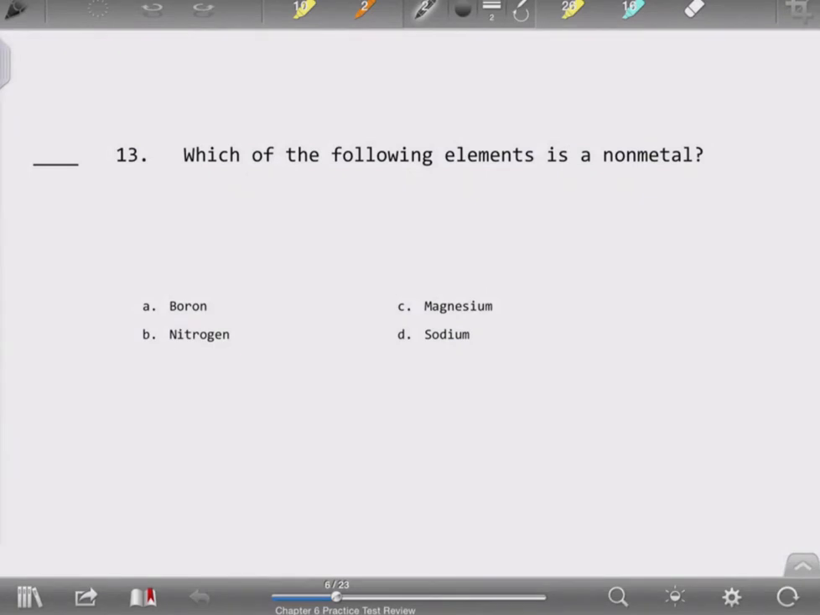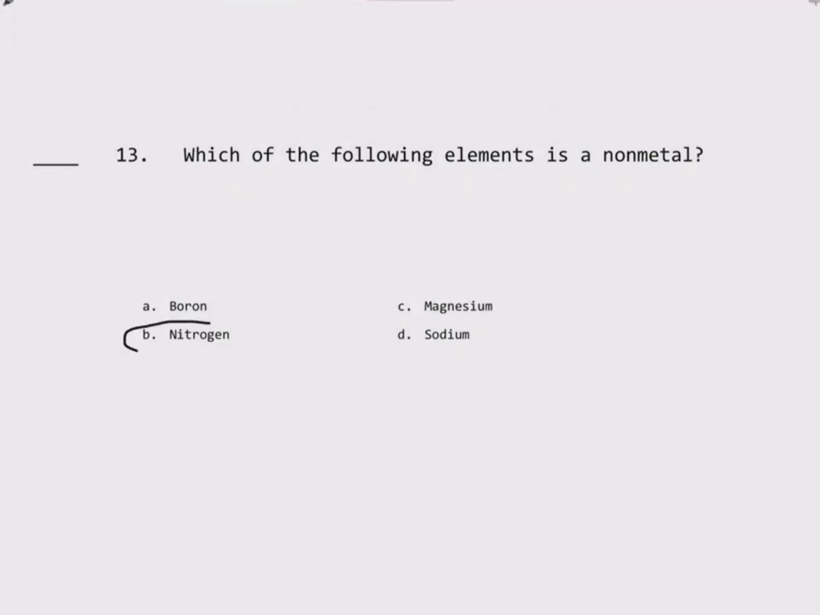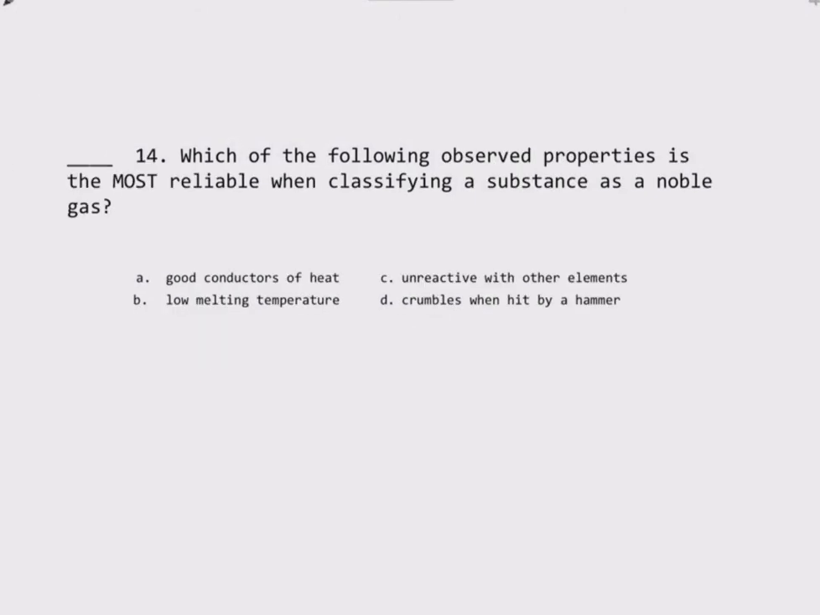Which of these is a nonmetal? Nitrogen is a nonmetal. Sodium and magnesium are both metals, and boron is a metalloid. The nonmetal is nitrogen. If you were looking for something that was a noble gas, you would look for something that is unreactive with other elements. That's what defines the noble gases. That's why they're called noble gases, because they don't interact with others.